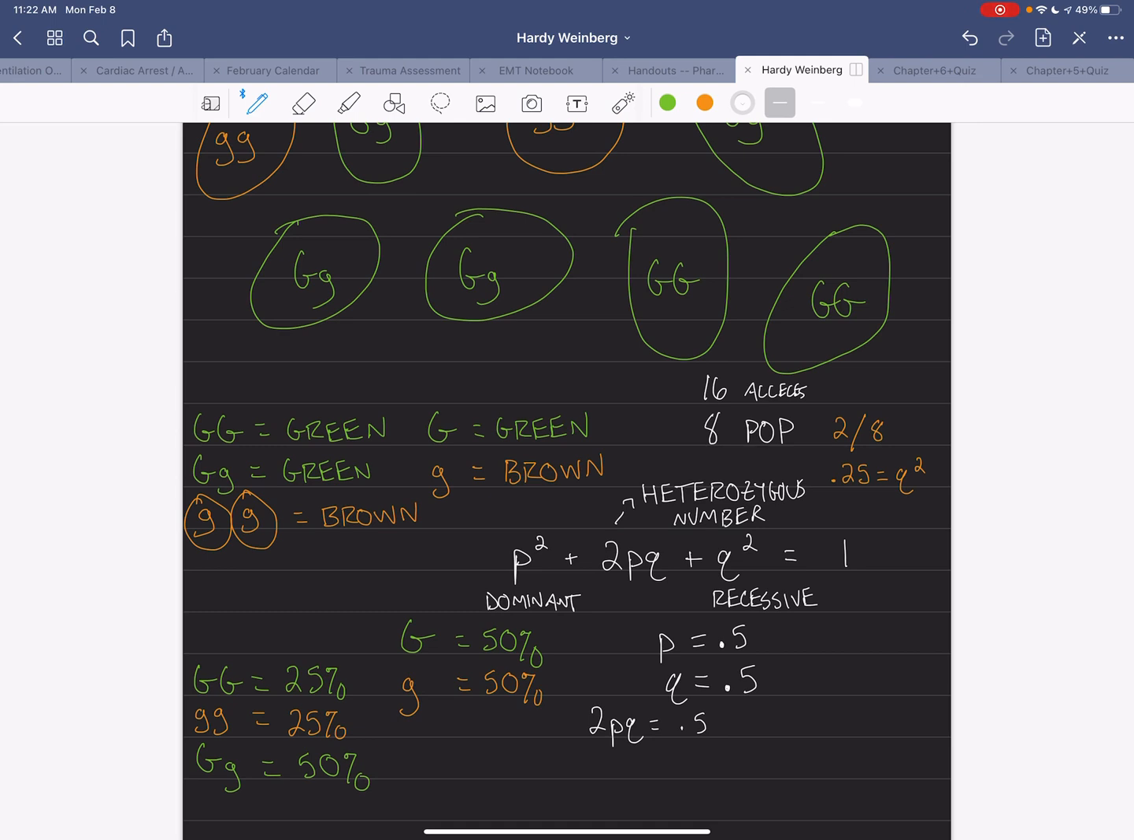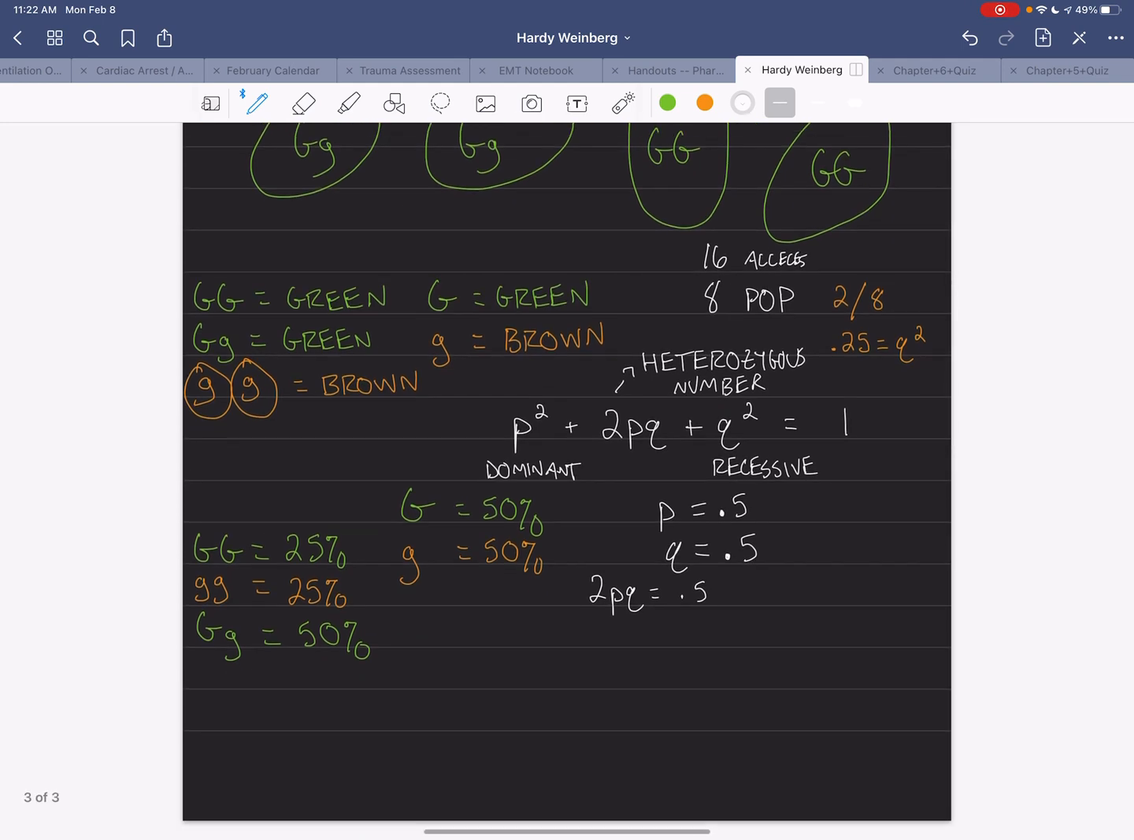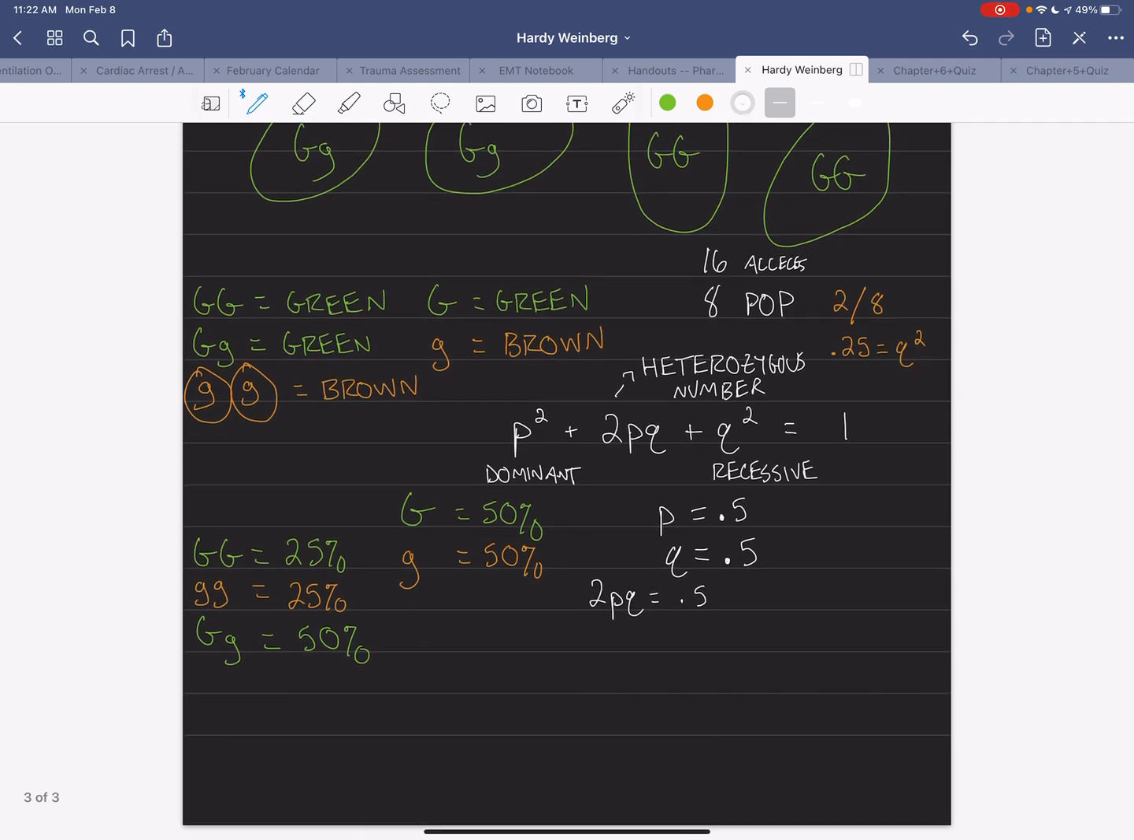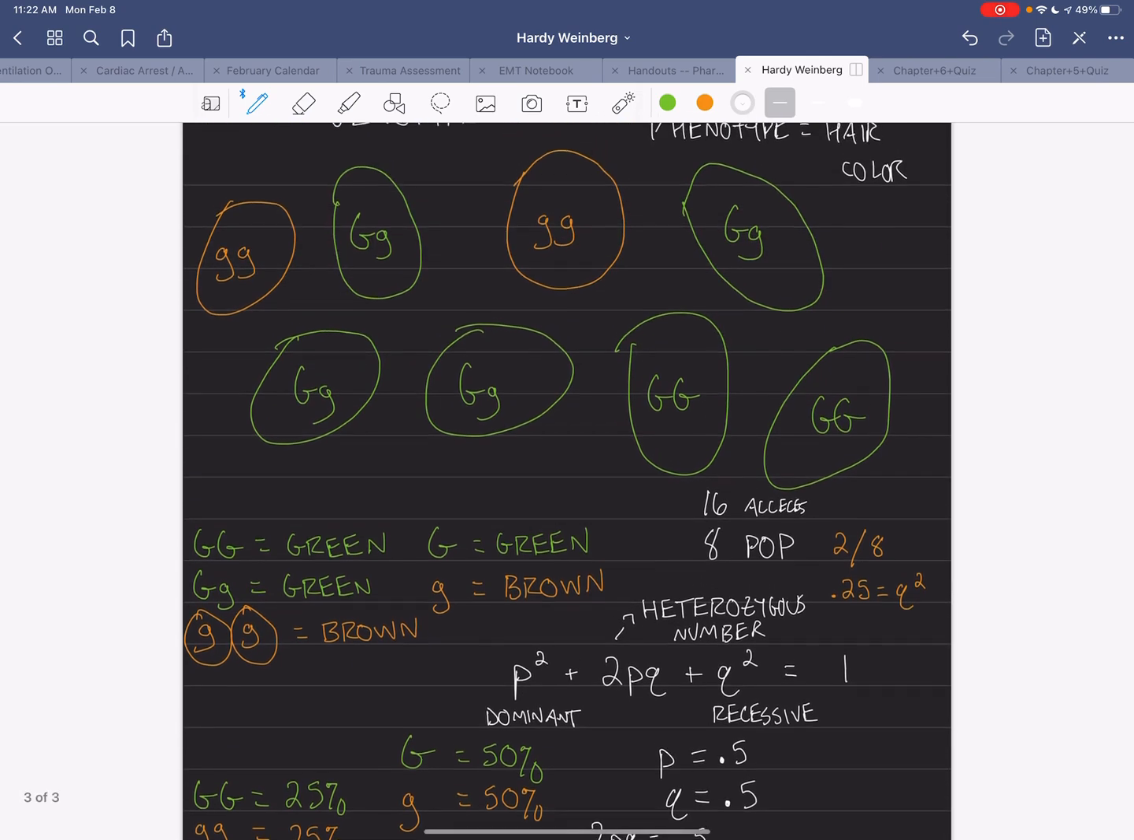Okay, then they're going to find frequencies. Big G is 0.25. Yep. Little g is 0.25. And big G, little g is 50%. p is 0.5. Yep. So that's correct. So there you go. There is a simple Hardy-Weinberg equation.